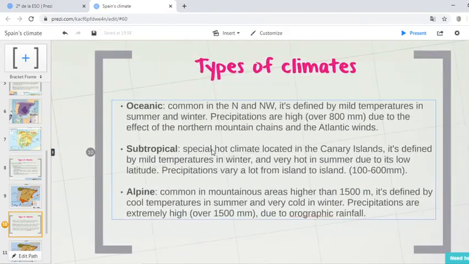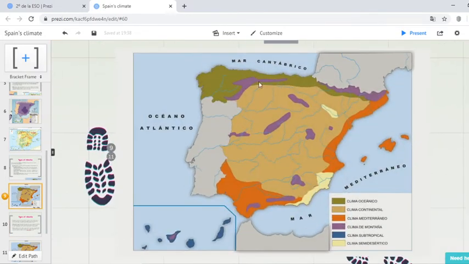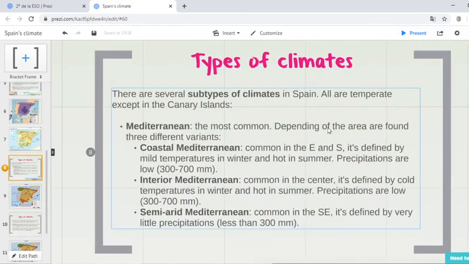Alright, let's keep going. The next one is the oceanic. The oceanic is common in the north and northwest of the Iberian Peninsula. North and northwest. It is heavily influenced by the orographic rainfall coming from the north, from the Atlantic Ocean. That's why precipitations are pretty high, right?